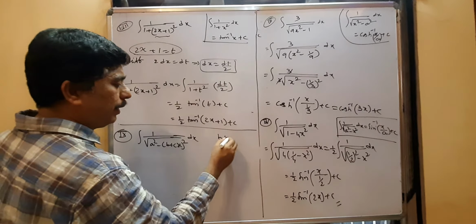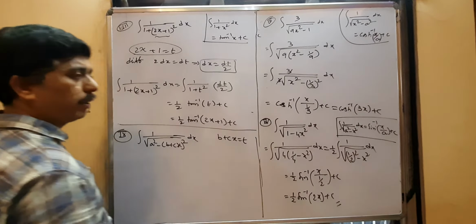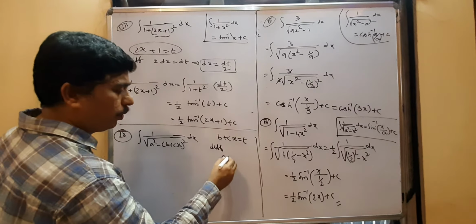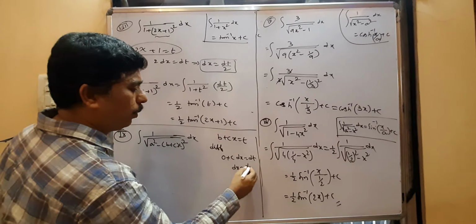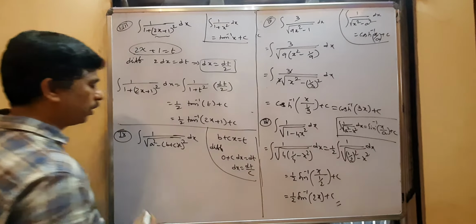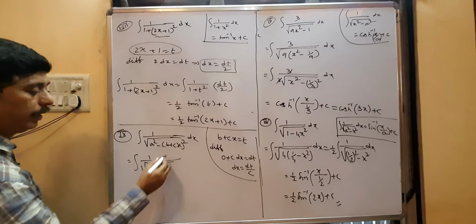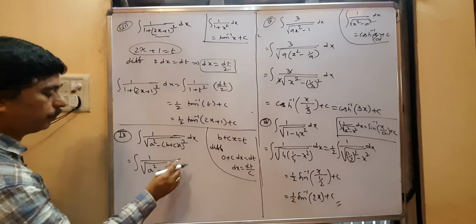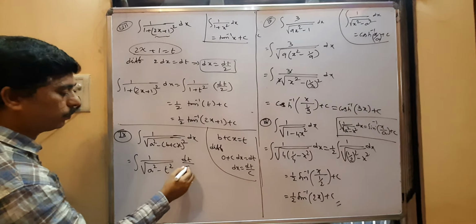Take b plus cx equal to t. You have to differentiate it. Derivative of constant is 0 plus c into x derivative, dx equal to dt. And then dx equal to dt by c. Substitute in this case: 1 by root of a square minus t square into dt by c. 1 by c can write outside. Integral 1 by root of a square minus t square dt.